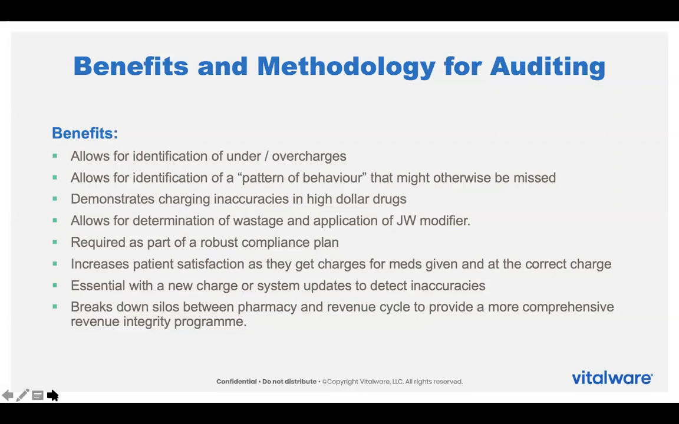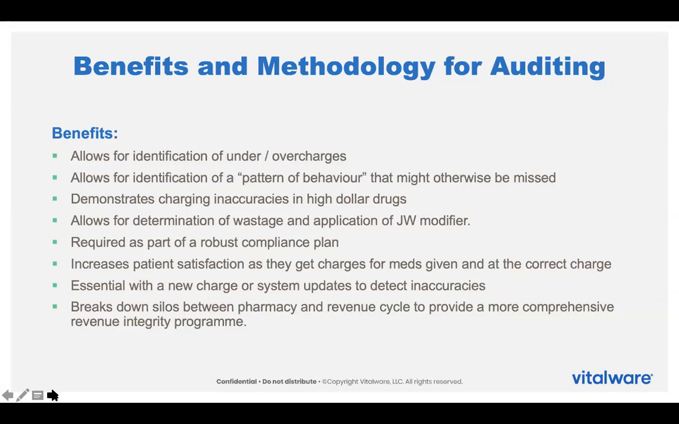Allows for pattern of behavior that might otherwise be missed. So say, for example, you are having a problem with rituximab and Blue Cross of XYZ state, and you look and rituximab has a local coverage determination or payer guideline for authorization, and you see that this is one that you're failing to get authorization on. Demonstrate charging inaccuracies with high dollar drugs. Allow for determination of wastage in the application of JW modifier.